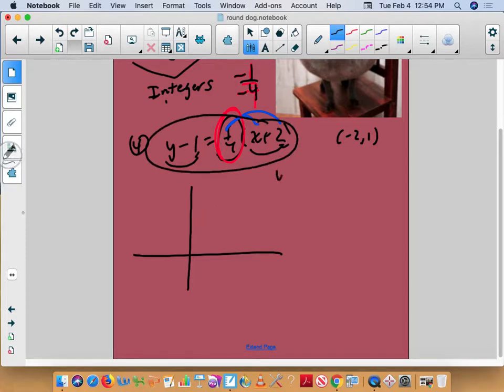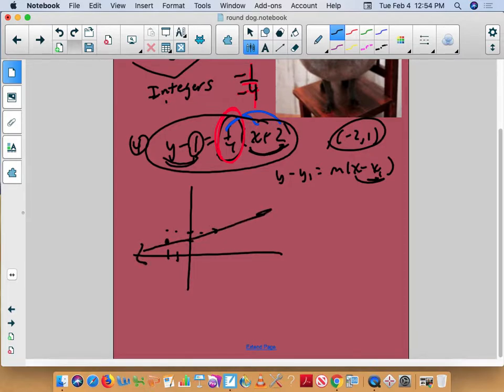Point slope form is y minus y1 equals m times x minus x1. Okay? So I think it was Sarah that gave me the point. She could tell that somebody must have said x minus negative 2 and y minus 1. So your point is negative 2, 1. And then you go up 1 and over 4 and draw your line, which you've probably already done.